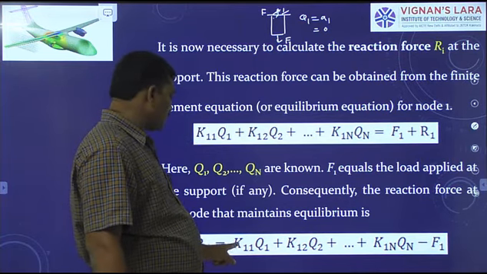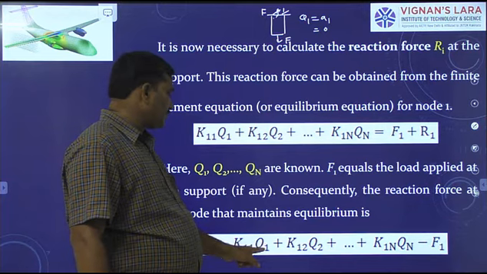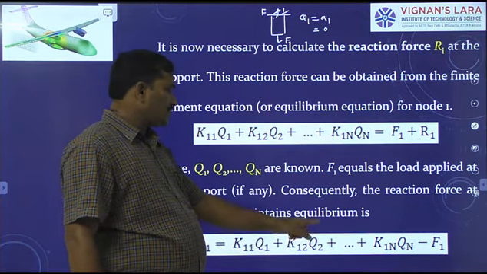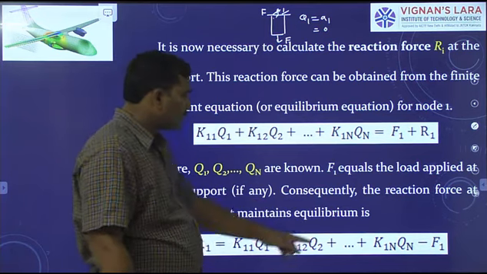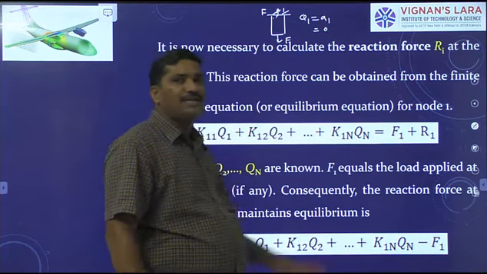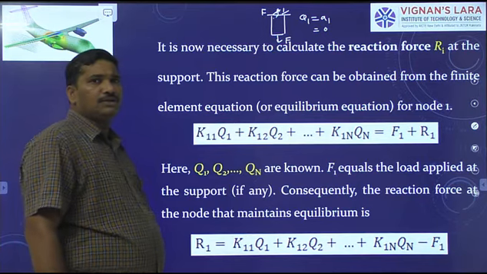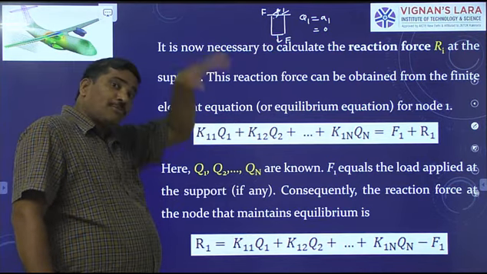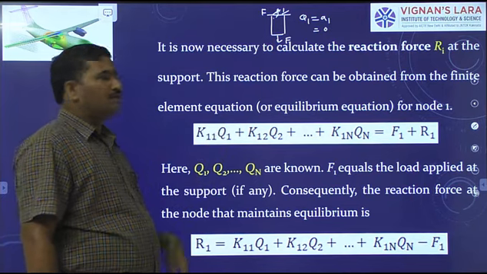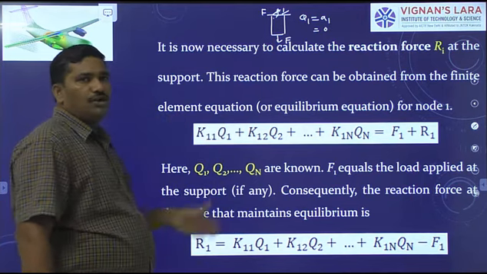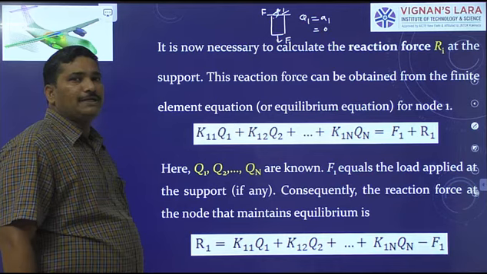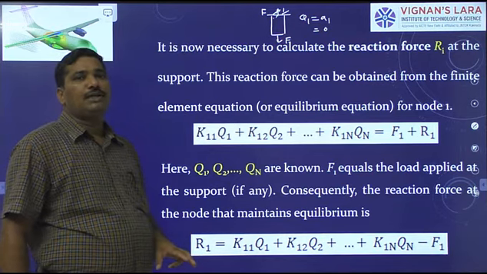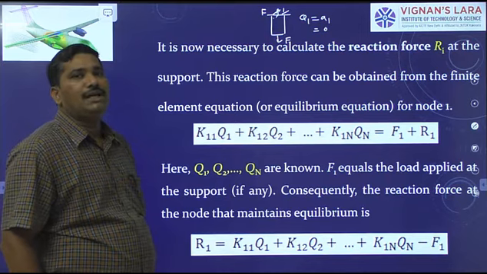Then if you rewrite, you get the reaction at node 1. Reaction at node 1 equals to K11 into Q1 plus K12 into Q2 plus K13 into Q3 and so on and so forth. It ends with K1n into Qn minus F1. Understand? Similarly, the reaction at other support also you can determine. This is the procedure what we follow to determine the nodal displacements of the domain using elimination approach.